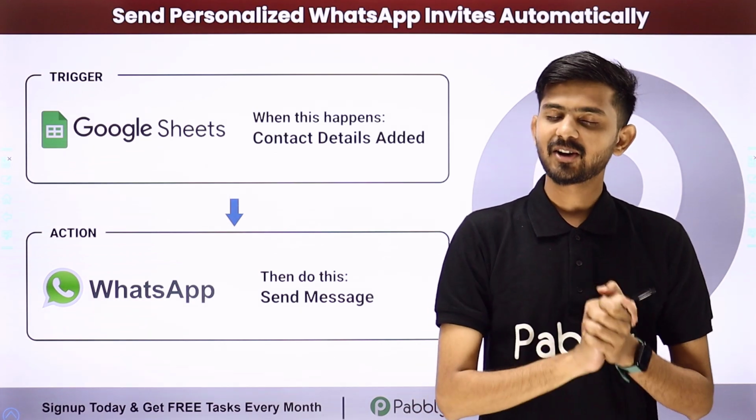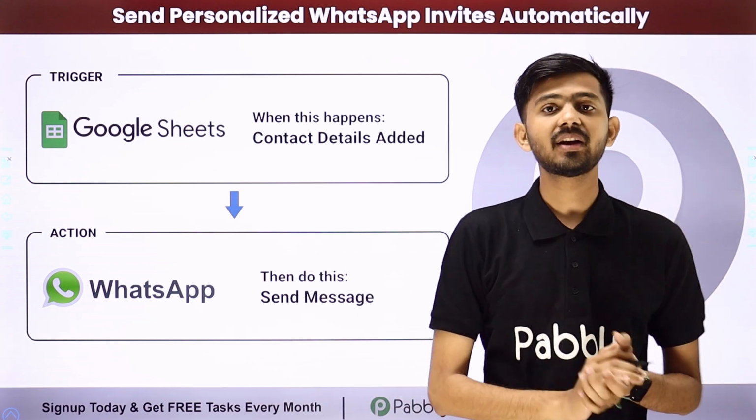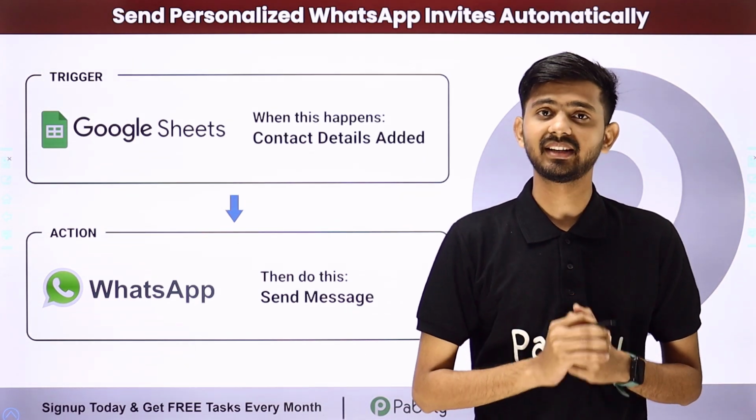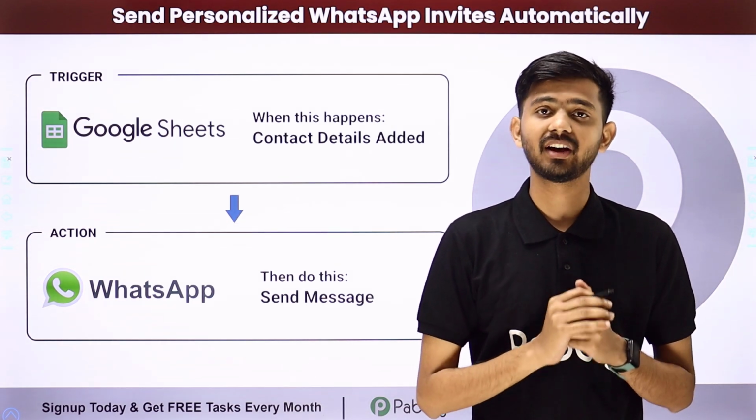Hello everyone, today our topic is how to send personalized WhatsApp invites automatically. So here my objective is that in my Google Sheet, I have contact details of all the invitees and now I want to send personalized invites on WhatsApp to all of the invitees.